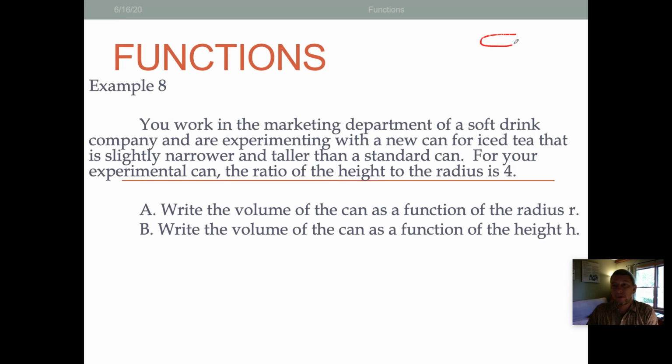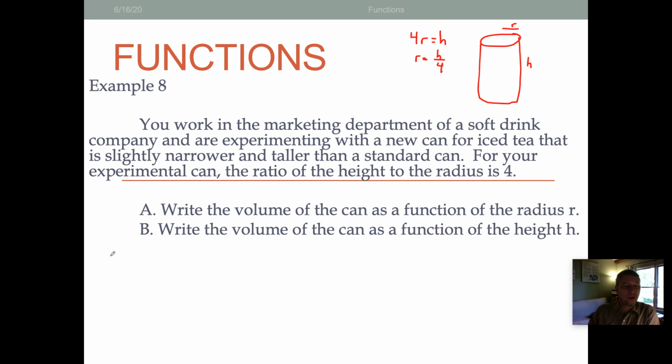So here's your can. This distance here is the height, and this distance here is the radius. And I know that the ratio of the height to the radius is 4. So what that means is that 4r equals h, or that r equals h divided by 4. Now, the question says, write the volume of the can as a function of the radius r.